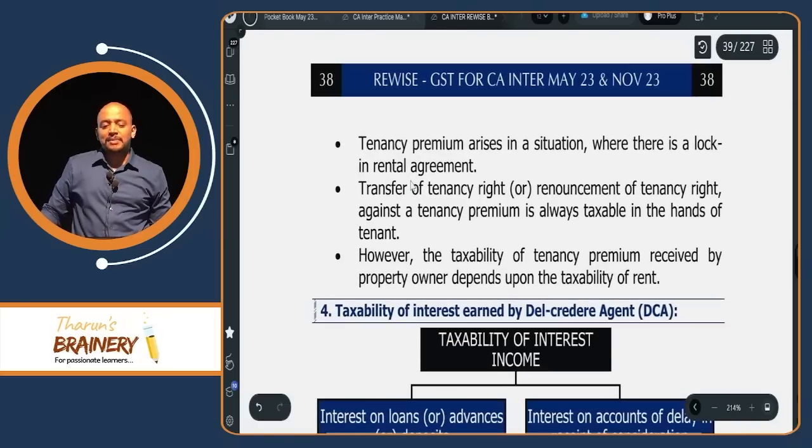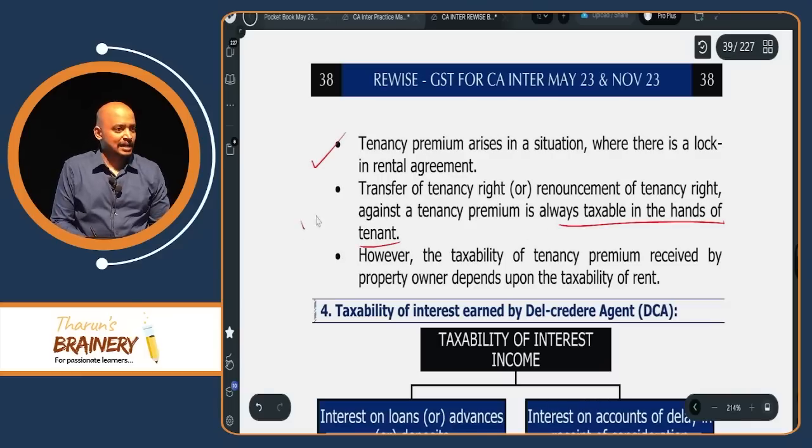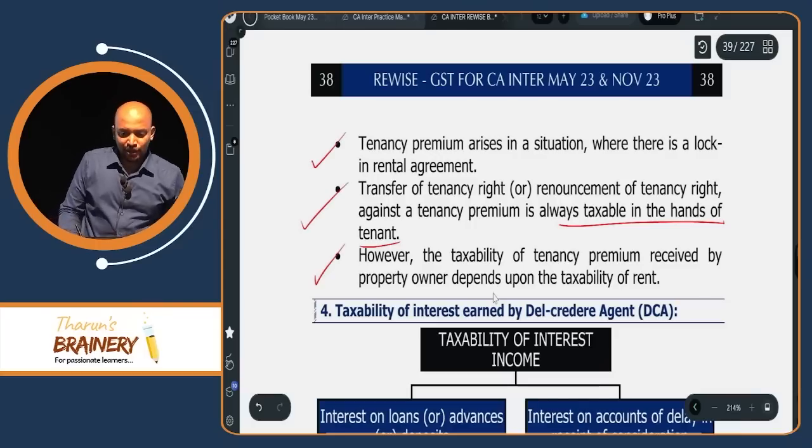So, tenancy premium arises in a situation where there is a lock-in rental agreement. Transfer of tenancy rate or renouncement of tenancy rate against tenancy premium is always taxable in the hands of the tenant. However, taxability of tenancy premium received by the property owner depends upon the taxability of rent.